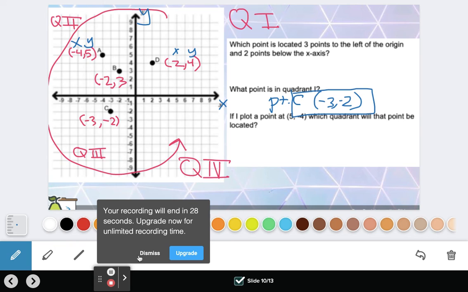Okay, and then the next one, it says if I plot the point +5, so again start at the origin going to 5, and -4, so again I'm going to label this x and y, -4 going down, so it's going to be 1, 2, 3, 4 right here. What quadrant would it be? It'll be in quadrant 4. Okay, so make sure you guys have your notes done and move on to the independent practice and check with me.